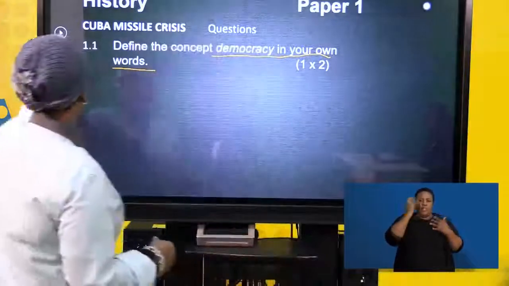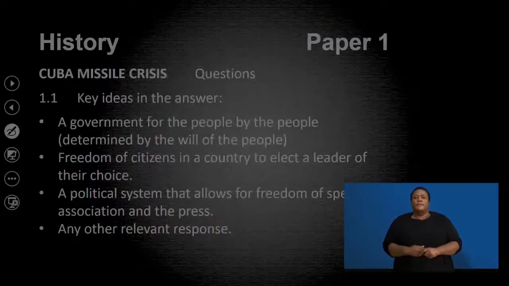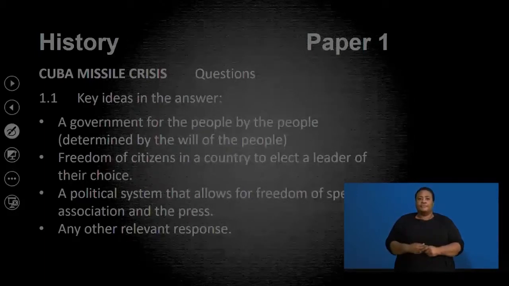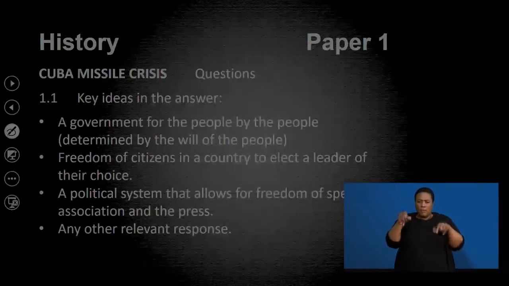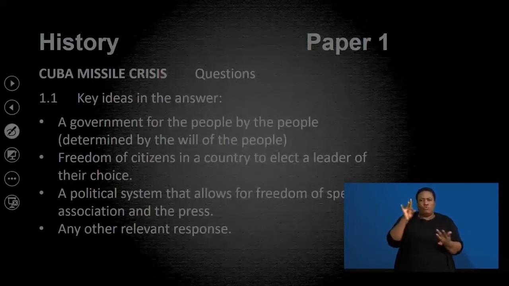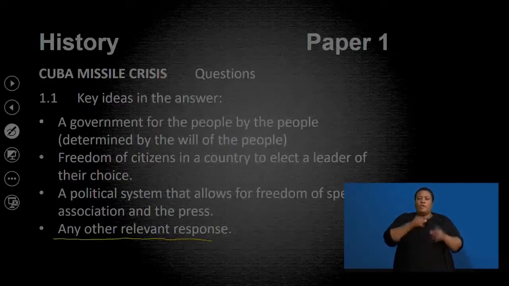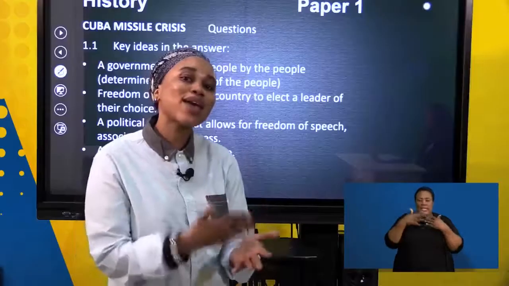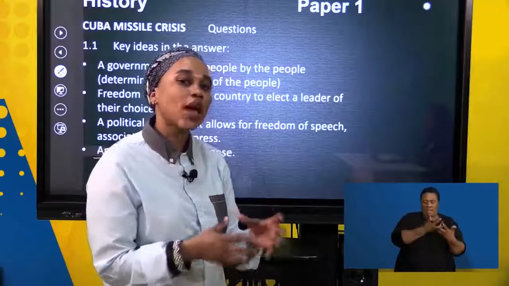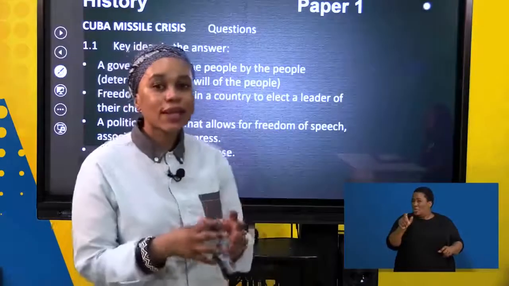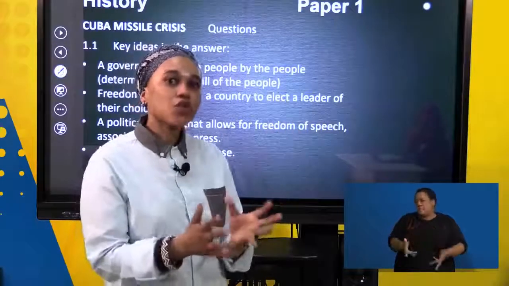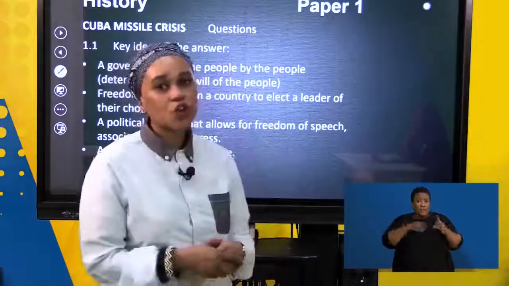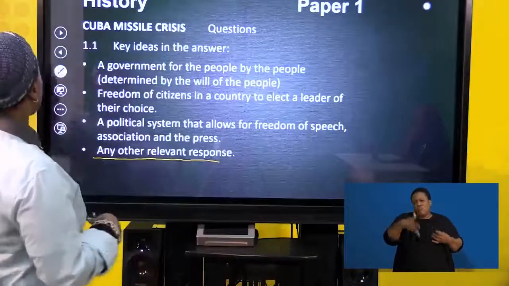Okay, so let's look at the key ideas in the answer. It's a government for the people, by the people; freedom of the citizens in a country to elect a leader of their choice; a political system that allows for freedom of speech, association, and the press; and any other relevant response. So they accept any other response as long as it is relevant. It doesn't mean that you have to use the words of the memo exactly as they are. We call these the marking guidelines. It's just a guide. So if you can use your own words to define those terms, then you will be fine. Okay, let's look at the next question.